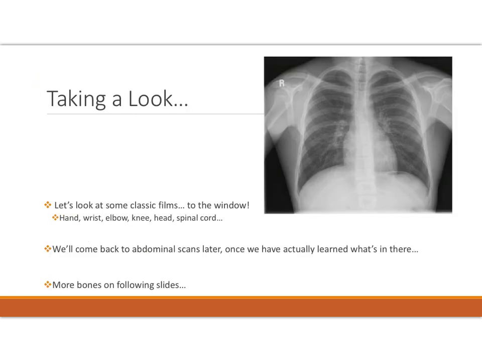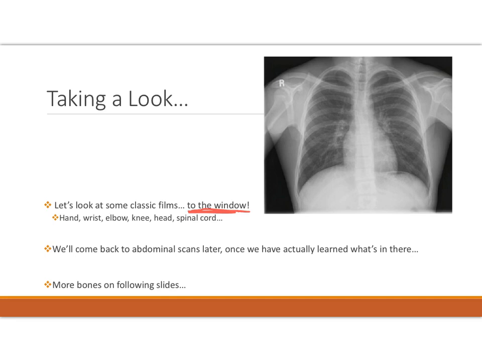Okay, so let's look quickly then at some classic films, some X-rays. In class, we're going to do this some more, and we'll look at some actual X-rays against the window, so we'll use some backlighting that way. But we'll look at some X-rays here in this PowerPoint too, so these last few slides will be much quicker than everything else we've done so far.